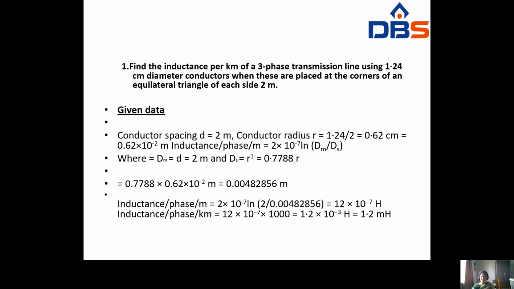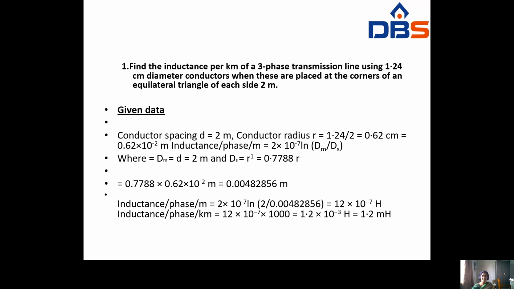So minus 3 means milli. So finally you can get the inductance per phase per kilometer value as 1.2 milli Henries. In the problem, the question asks to find the inductance per kilometer of the three-phase transmission line. That's why you have to write inductance per phase per kilometer equal to 1.2 milli Henries. So this is the solution for this problem.